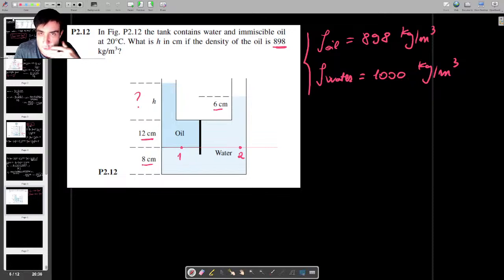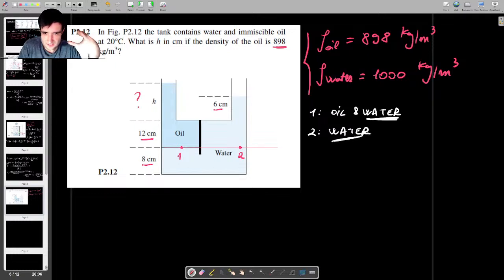Because we have the same fluid on both sides, so again, at 1 we have oil and water, and at 2 we have just water. We can basically say that we have the same fluid appearing on both sides. That means that P1 is equal to P2. So what does that mean? Well, we can express them in a more explicit way.